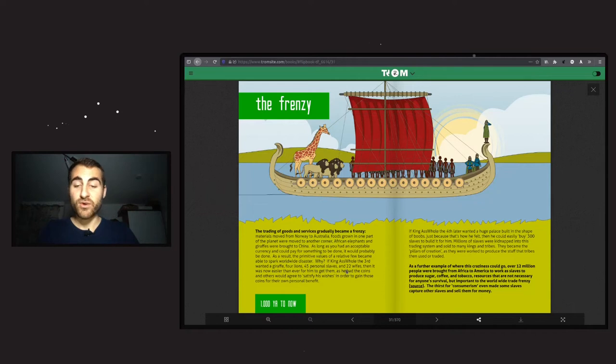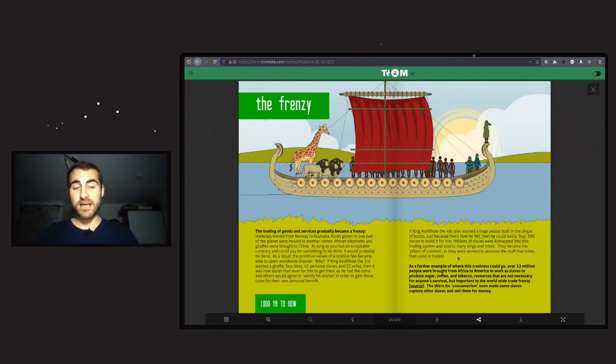And then as a result, you get the primitive values of a relative few that became able to spark worldwide disaster. Why? If King Esho III wanted a giraffe, 4 lions, 45 personal slaves and 22 wives, then it was now easier than ever for him to get those things, because he had the coins and other people would satisfy his wishes in order to get those coins.